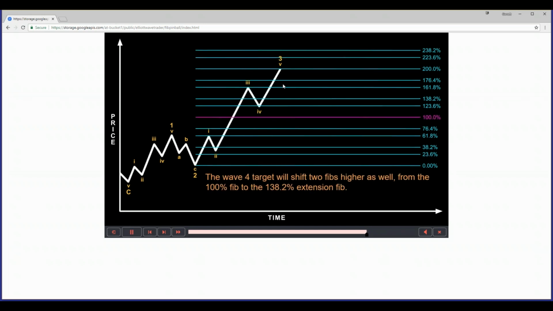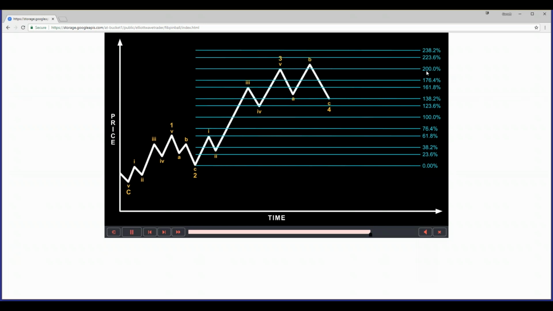Pretty much straightforward for the rest of the subwaves: 2 fibs up for the wave 4 support. Rather than the 100% extension, move it up 2 fibs to the 138.2%. Rather than the 200% extension as our target for wave 5, move that up 2 fibs to the 238.2%.